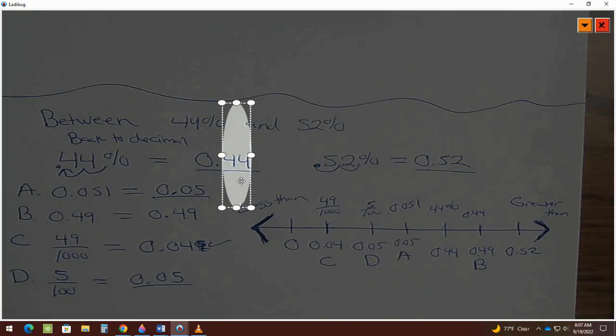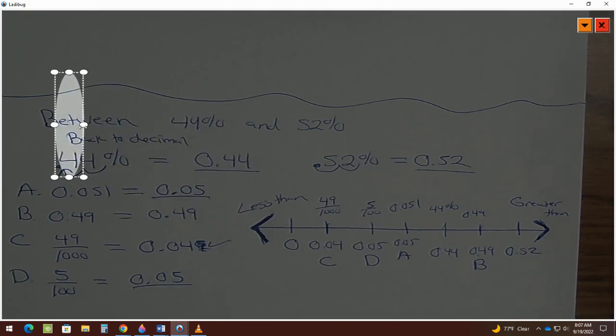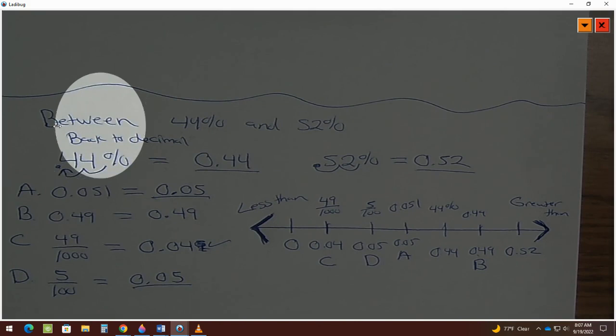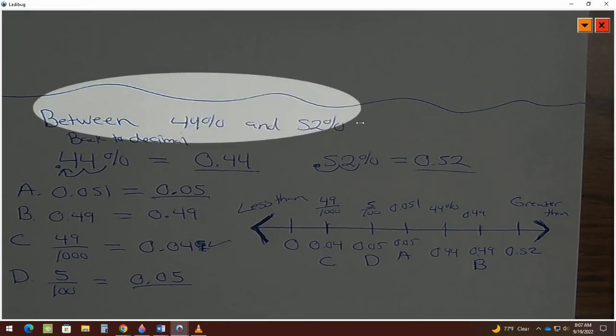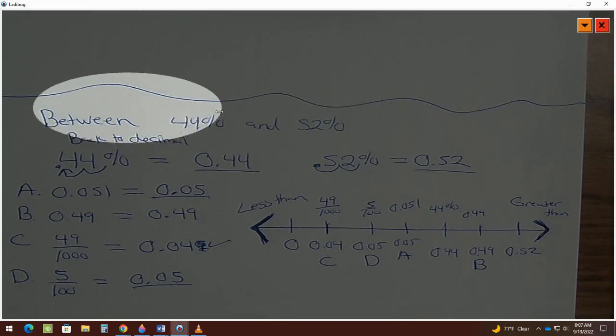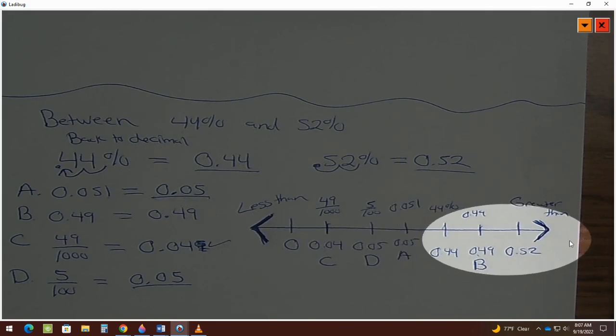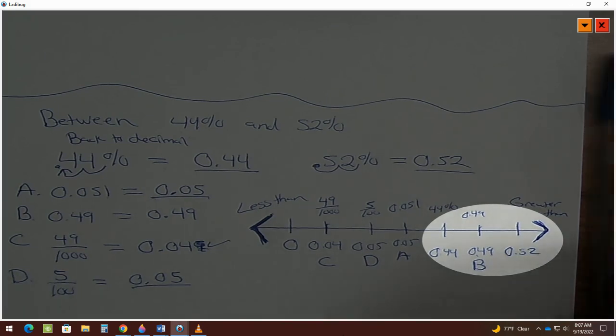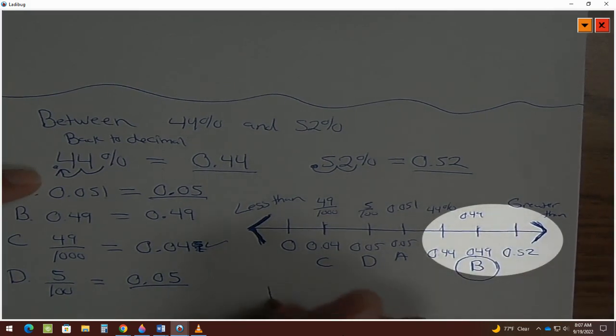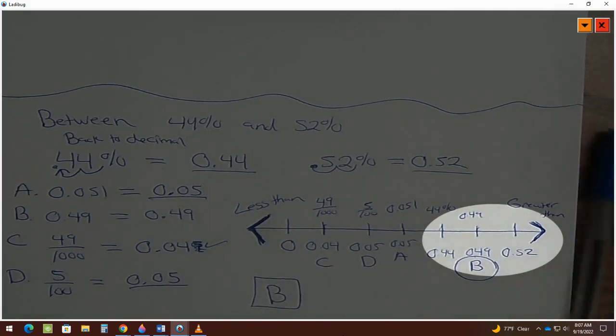Okay? Now they said that the 1 cent thing that is what? Between 44 and what? 52. So I'm going to go ahead and go to 44 and 52 right there. And who do you see between? That's the answer. Okay? B. Questions? The only way you're going to find out this is changing everything to money.